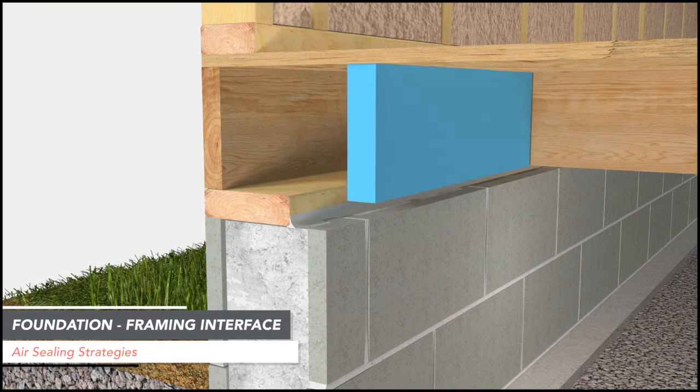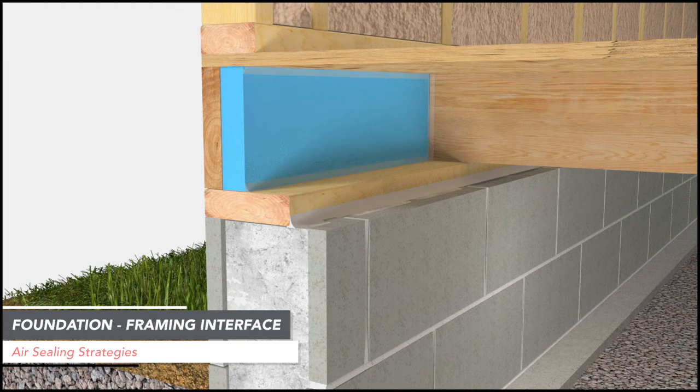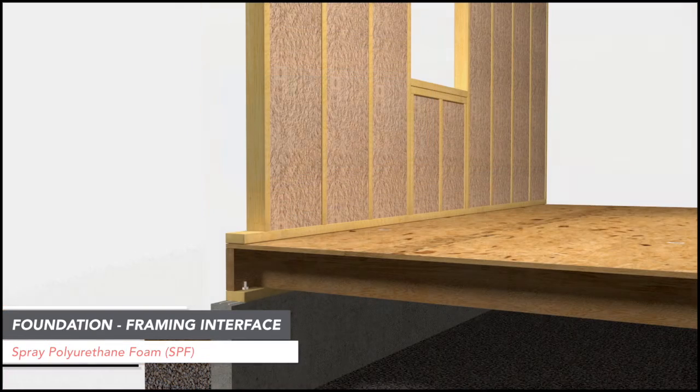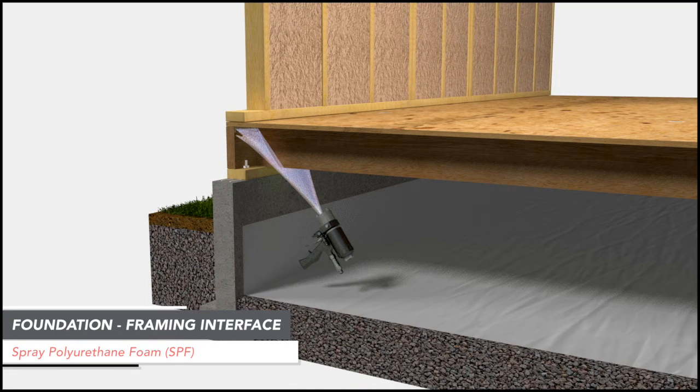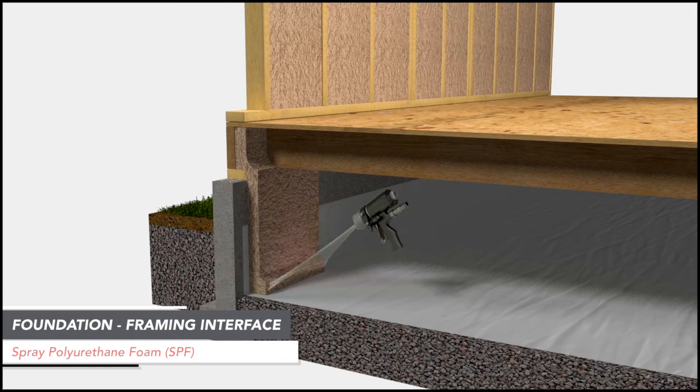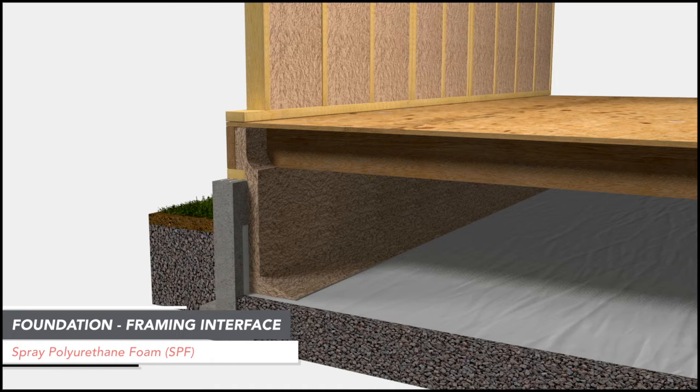Another option is to cut foam board insulation to fit between each floor joist and seal the perimeter of the foam board. While this is effective, it requires significant time and labor. The most cost-effective means to insulate and air seal the rim joist is spray polyurethane foam insulation. The product is applied as a liquid or froth, which expands into a solid foam that provides air sealing and insulation of the foundation framing interface in a single step.